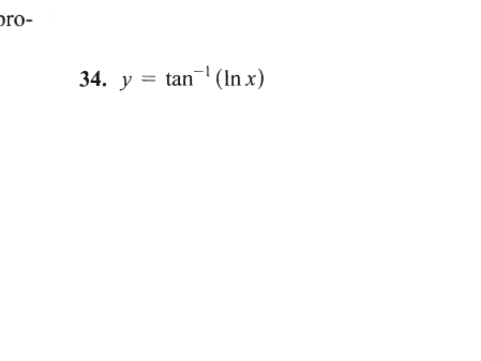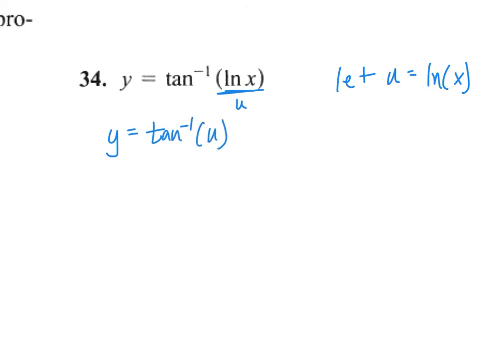Same thing again, tangent inverse, and my ratio is a function. So I'm going to have that be my u. Let u equal the natural log of x. Then I'm going to rewrite this as y equals tangent inverse of u. If I find y prime, my derivative, which is the same thing as dy dx, then my rule is u prime over 1 plus u squared.